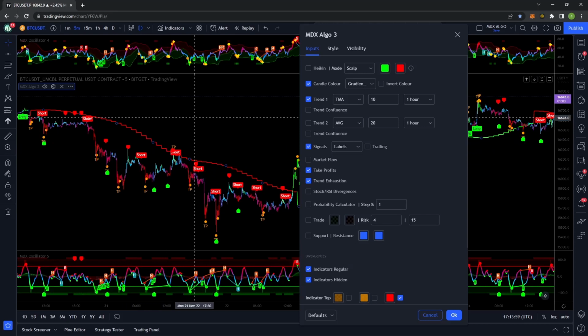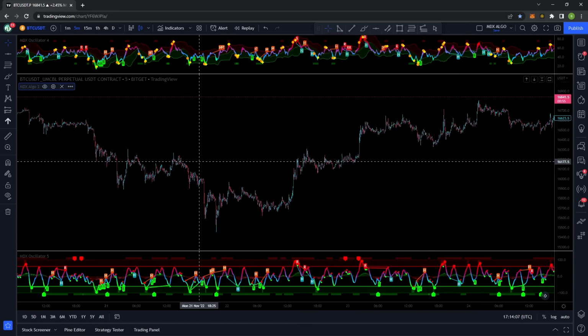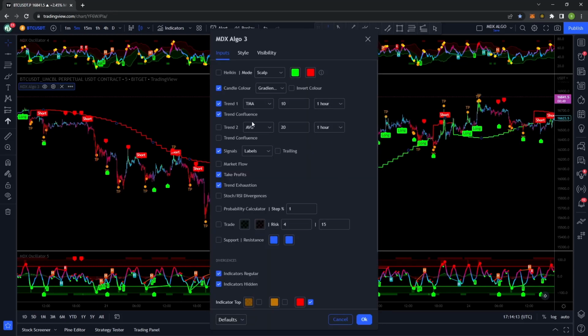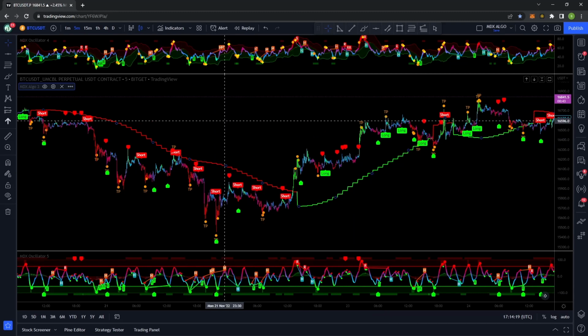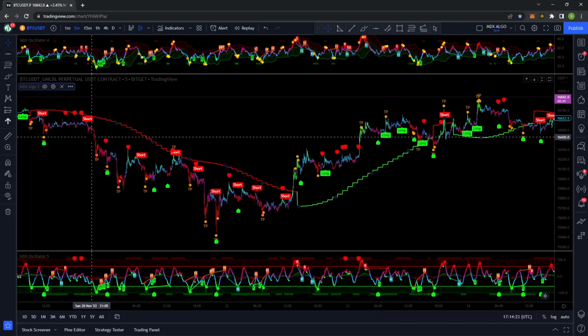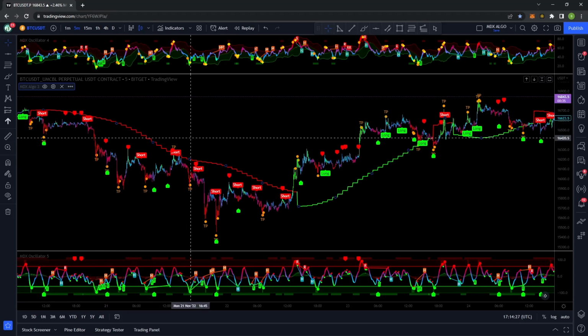They should appear in a few seconds here. Oh. What happened here? For some reason, when I took off the trend confluence, it disappeared. That was interesting. Well, either way, you're going to have to take my word for it. If I took off that trend confluence there, we would have had long signals in here, and there's a good chance that you'd end up getting chopped up.